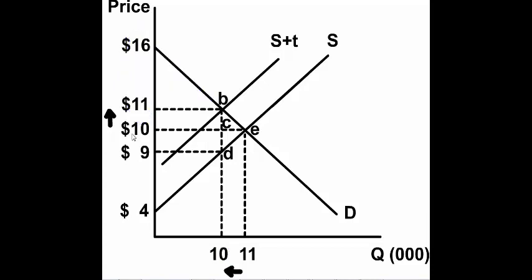Notice at the equilibrium price of 10, the producer surplus is the difference between 10 and $4, which is 6, times the quantity, which is 11. 6 times 11 is 66, divided by 2 is 33.